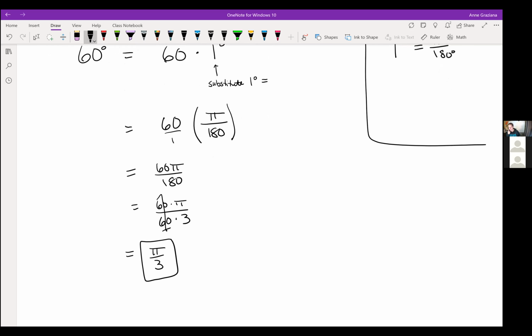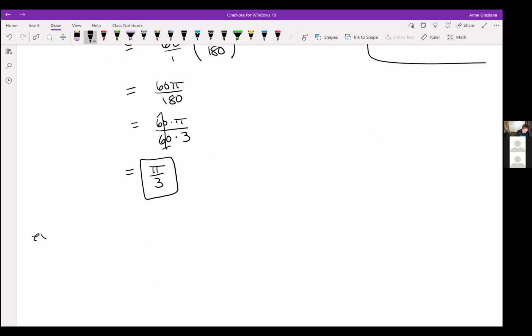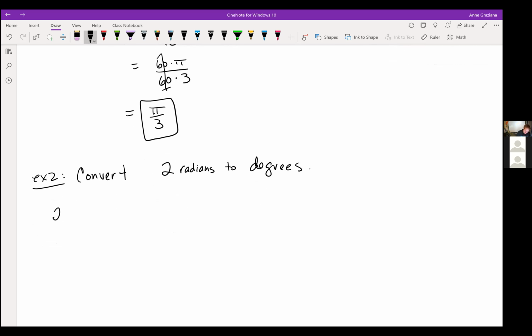Any questions? Yeah. 1 radian equal, yes. We're going to convert back and forth this way. All right, here's example 2. I want to convert 2 radians to degrees. Okay. So 2 radians is the same as 2 times 1 radian.